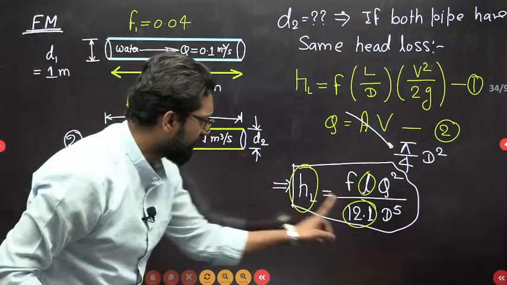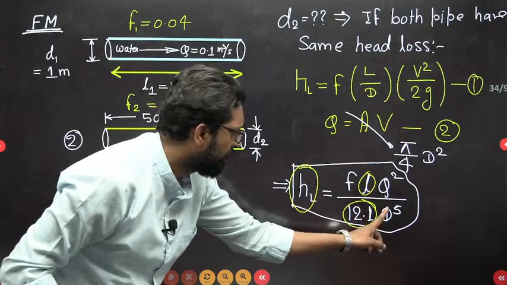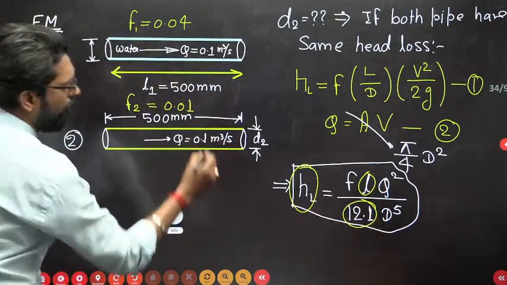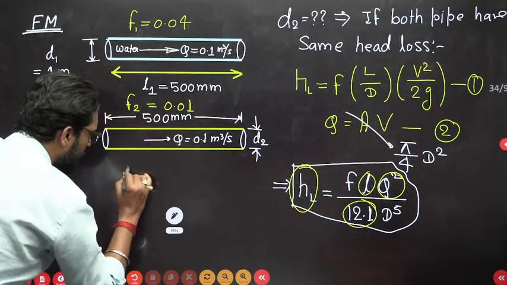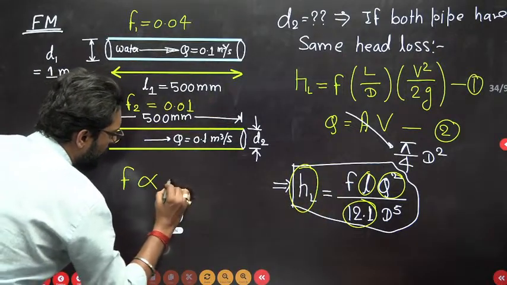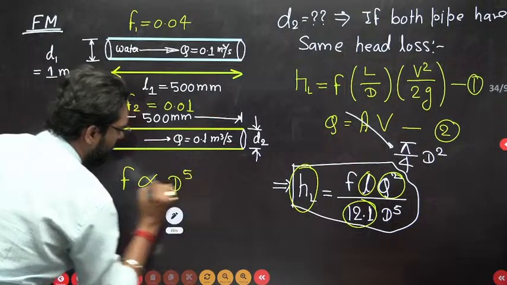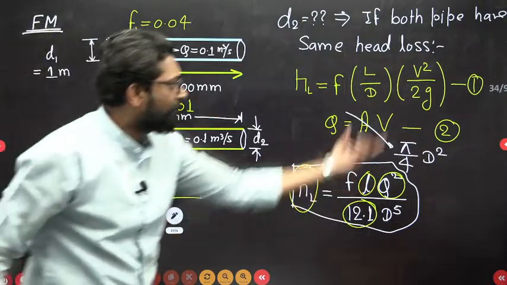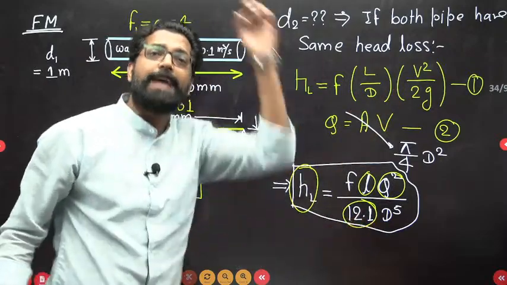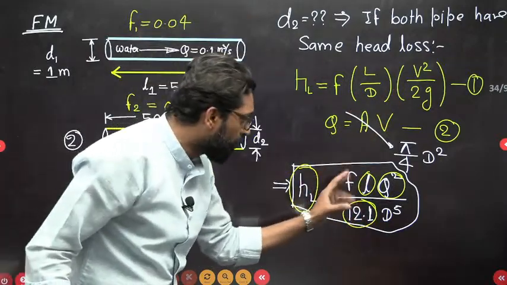So this is constant, this is constant, this is constant, and discharge is also constant. So what is that? The friction factor f is directly proportional to diameter to the power 5. That's it. In general, if you have the Darcy-Weisbach relation, I humbly request you, please do the activity like that.